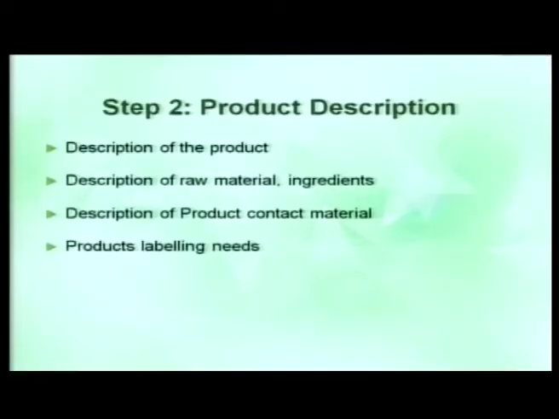Step 2 is the product description. That means you need to describe your product. The product description includes your raw materials and ingredients, it includes your product contact materials, and it should also clearly mention the product labeling needs.